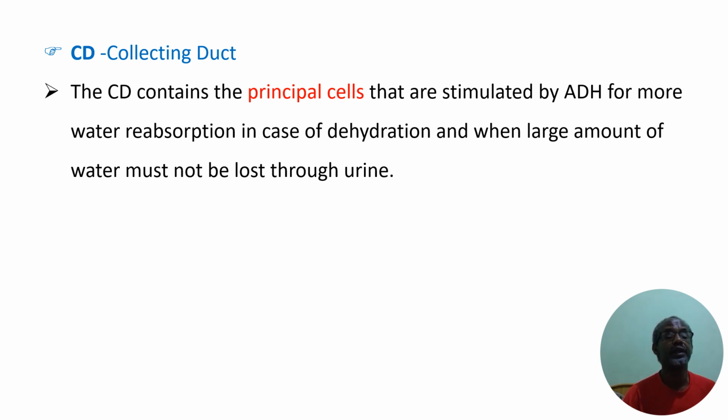The fourth is the collecting duct. The collecting duct contains the principal cells that are stimulated by ADH for more water reabsorption. The same is true of the last part of the distal convoluted tubule. We have said this, of course. Therefore, they are very important. The collecting duct and the last part of the distal convoluted tubule are very much responsible. They are targets for ADH, antidiuretic hormone.